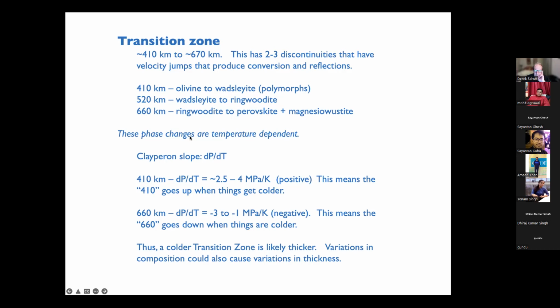Now these phase changes are temperature dependent. So as the temperature changes, the depth at which these phases will switch will also change. And this is denoted by the Clapeyron slope, which is dP/dT, the change in pressure over the change in temperature. So the 410 kilometer discontinuity has a dP/dT of somewhere between 2.5 and 4 megapascals per Kelvin. So this means as I increase the temperature, the pressure goes up. So the top of the 410 will actually get depressed to say 420 kilometers depth if I have higher temperatures.